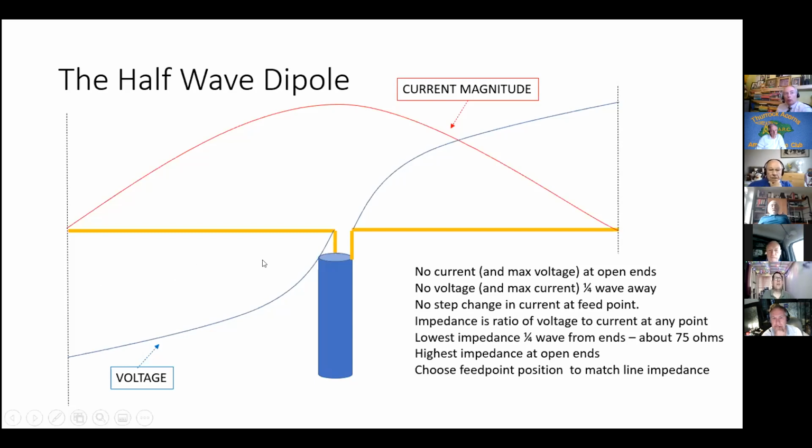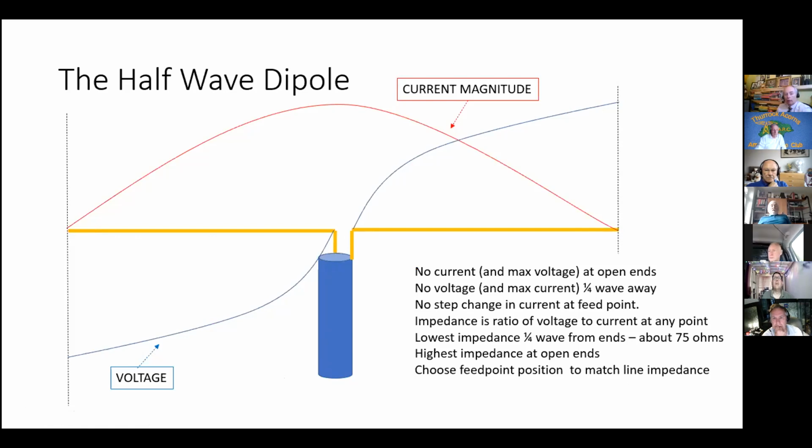And if we look at the current distribution and voltage distribution in a half-wave dipole, so we have here our feeder, our feed point at the middle, because that's where we're used to it being, we find that we cannot have any current at the ends. It has nowhere to go. And the other thing I should probably say is that to work as an antenna, you need to have a standing wave.